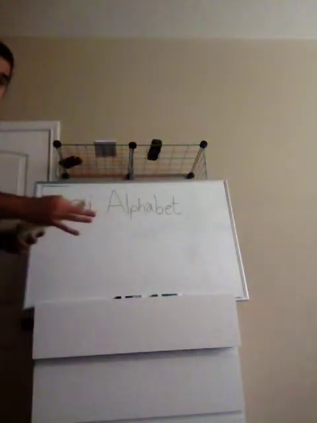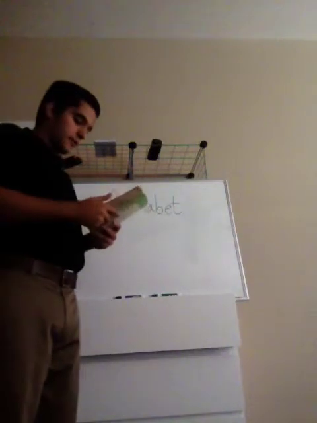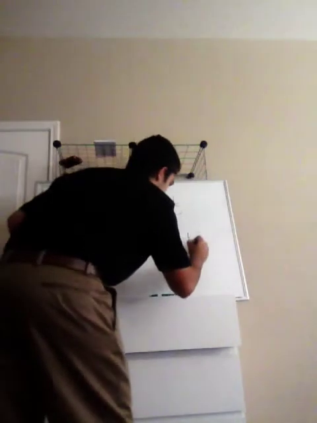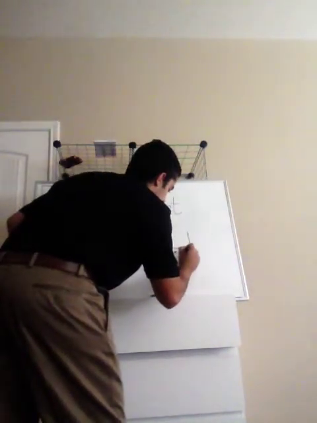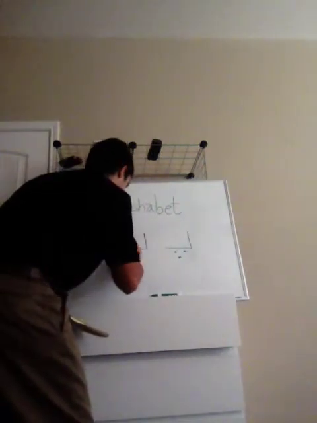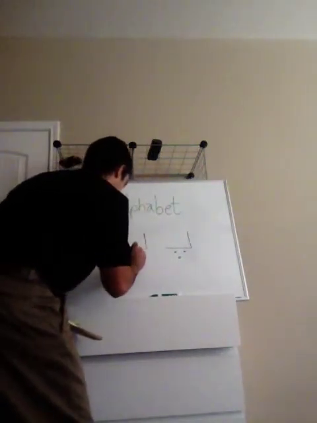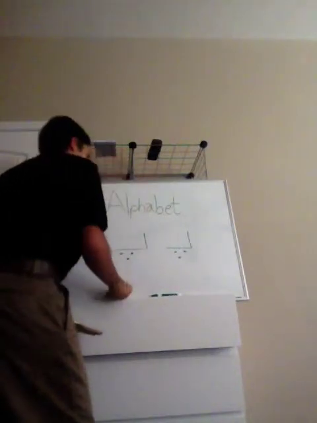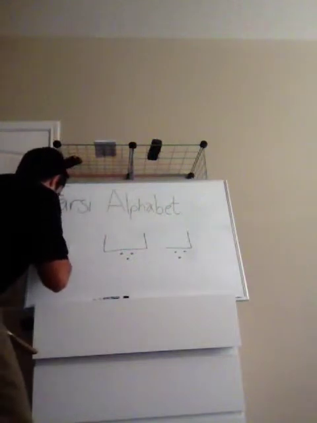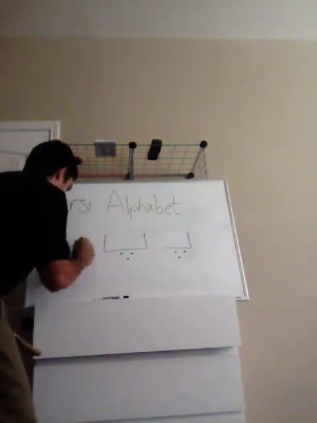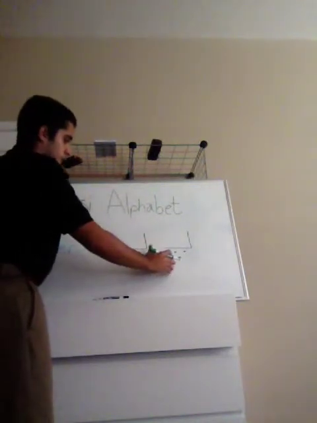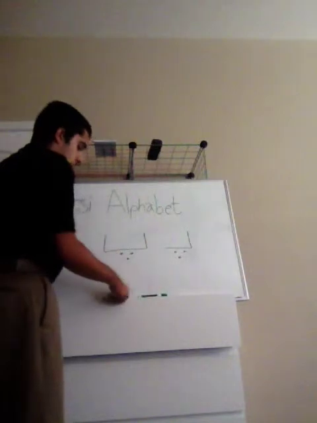The third letter in the Farsi alphabet is Theh. It looks like this. It sounds like this. That's the sound it gives us. So when we see these two letters, we think of Theh.